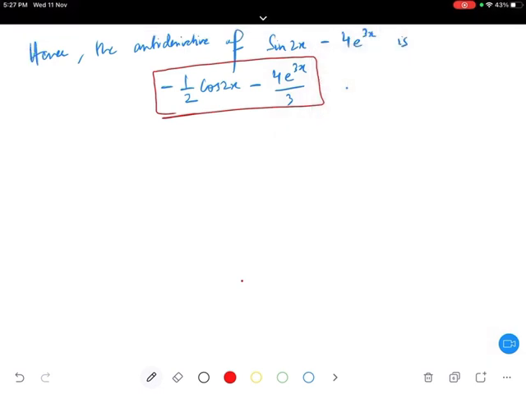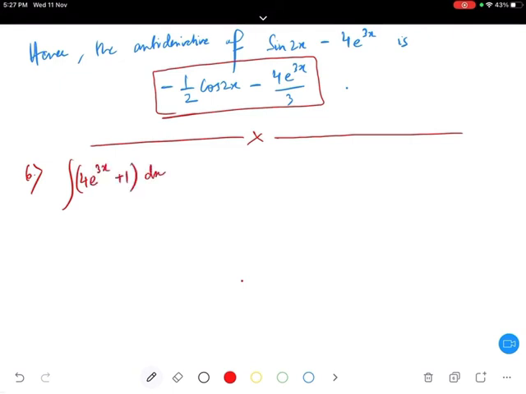Acha, this one is done. Now we will go into the actual integration portion. This is what? Finding the antiderivative. Okay, now we'll go into the actual integration. So question number 6. From now the chapter actually starts. So we have 4 e to the power 3x plus 1 dx. Okay, this is what we have.